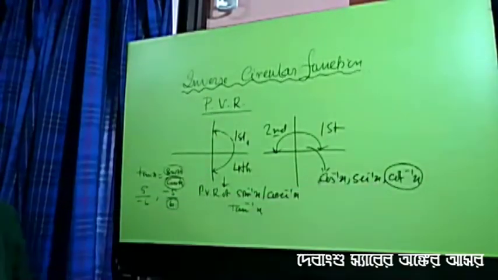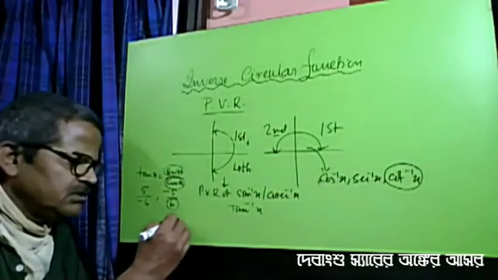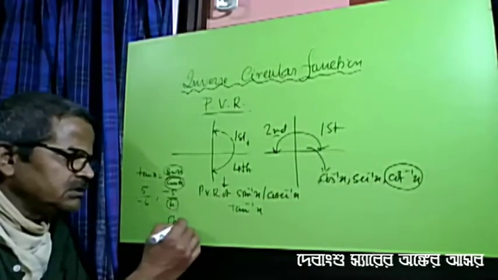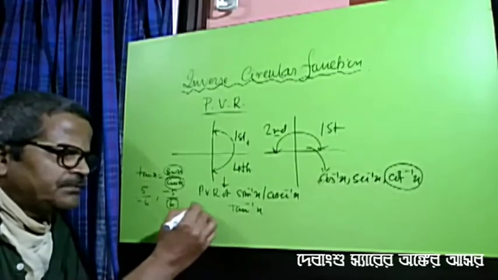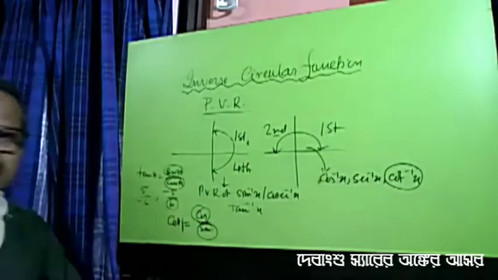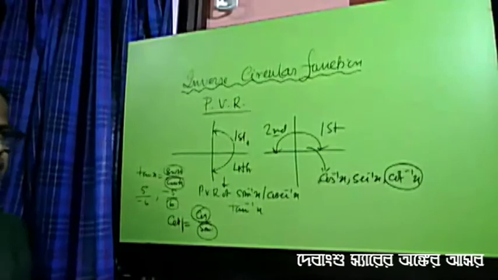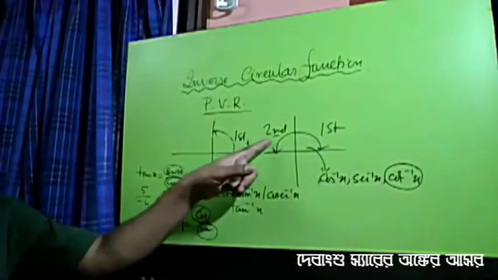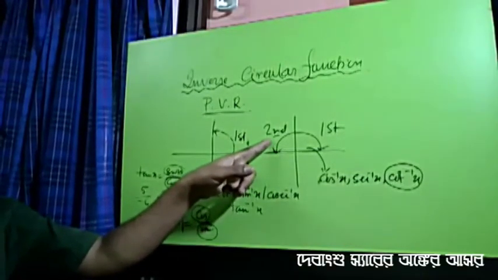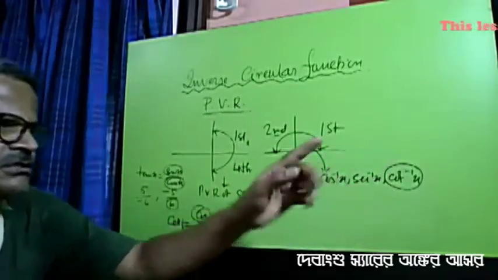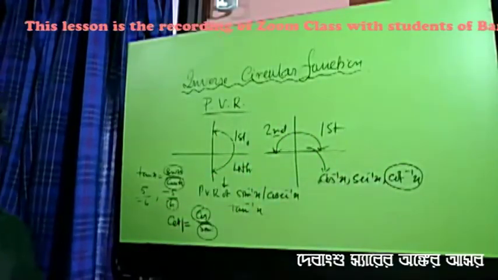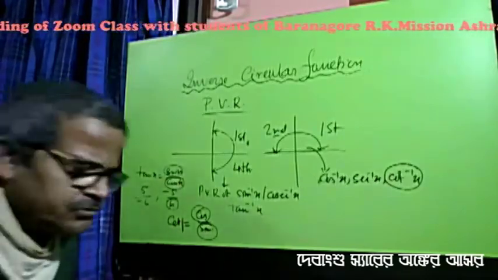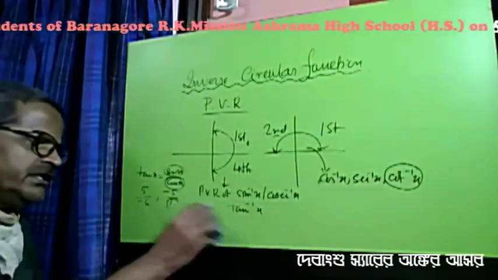Likewise, in case of cot inverse, cot is equal to cos by sine. So you have to choose a quadrant in which cos is negative and sine is positive. And this is the quadrant in which sine is positive and cos is negative. So in case of cot inverse, this is considered as the principal value range. This is the rule of choosing principal value range.